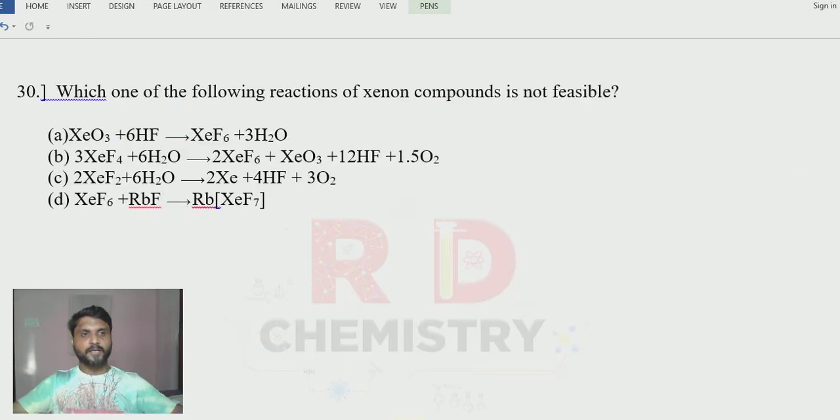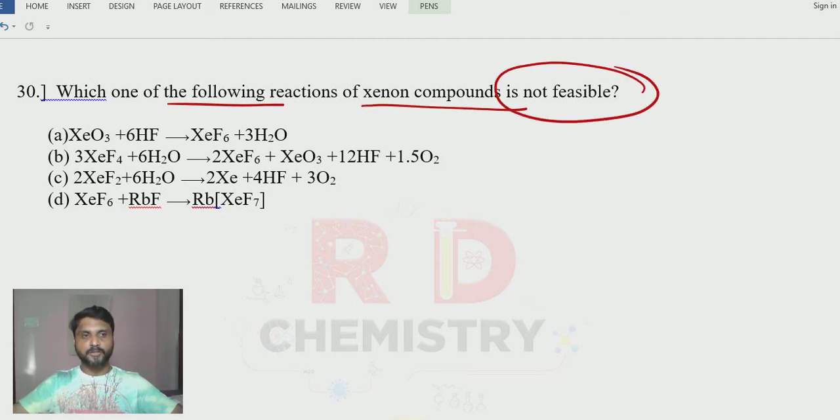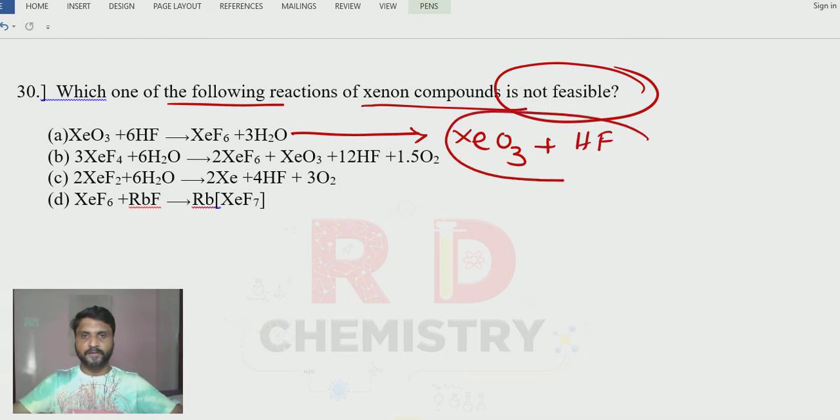Question number 30. Which of the following pairs of reactions of xenon compounds is not feasible, not possible? See the first one, XeO3 plus HF gives XeF6 and 3H2O. But this again reacts with each other to give back the original reactants XeO3 plus HF. Okay. So it goes in the reverse way around because XeO3 is the most stable one. So the answer is option number 1. Rest of the reactions are correct reactions.